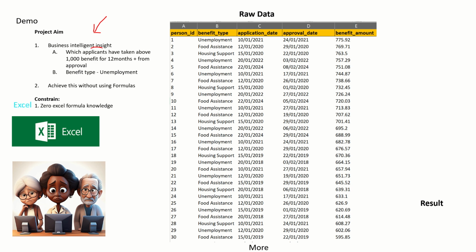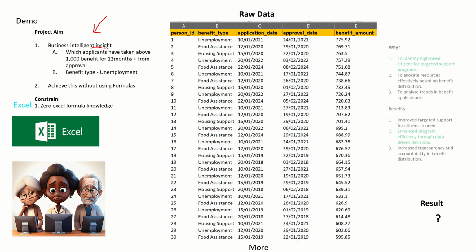We are supposed to build a business intelligent insight into their project. So what do we want to achieve here? As you can see, which applicants have taken above 1,000 benefits. Above is very key, 1,000 benefits.